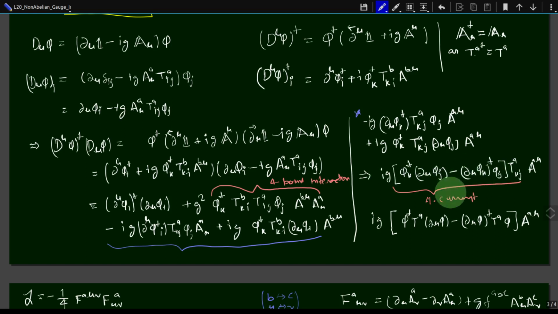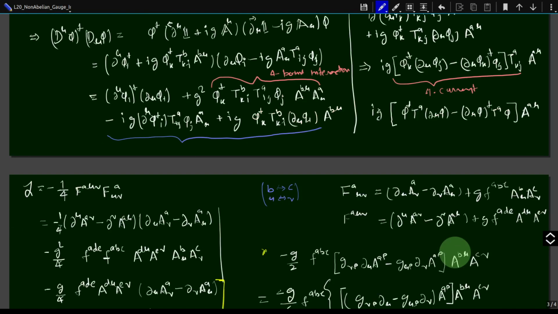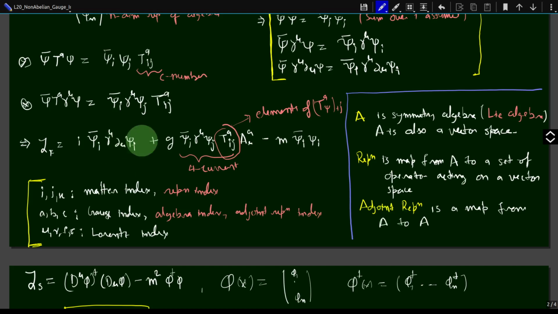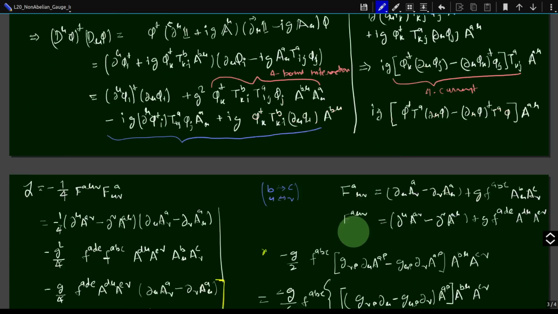So this is basically my current, and if I write this current in vector notation, it will be phi dagger T^A del_mu phi minus del_mu phi dagger T^A phi, and the whole thing is contracted with A^A_mu. You see this humble-looking term over here is actually a sum of 4 terms with all these structures in it. There was not much structure for the fermion, but here we see a lot of T^A's hanging around, currents and all these things.